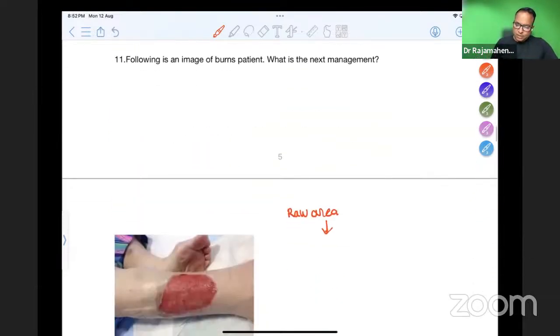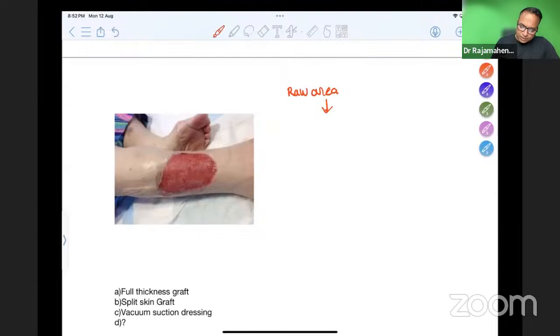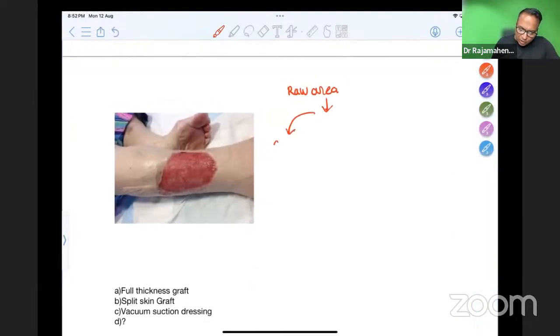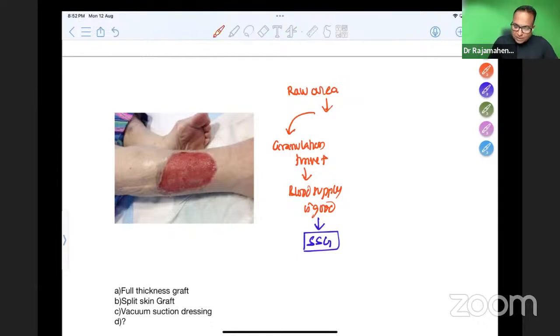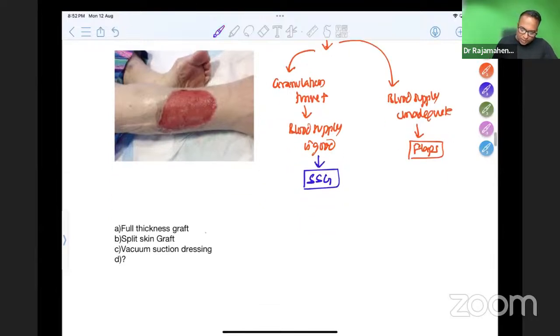So this is a raw area. Okay, this is a raw area shown here. In this raw area, you can see granulation is very good. Granulation present means the bed is good. Granulation tissue has grown means the blood supply is good. When blood supply is good, what will I do? When blood supply is good in a raw area, I will go for split skin grafting. If blood supply is inadequate due to exposed bone or other things, I will go for flaps. So this is a well granulated tissue. I will go for split skin graft.